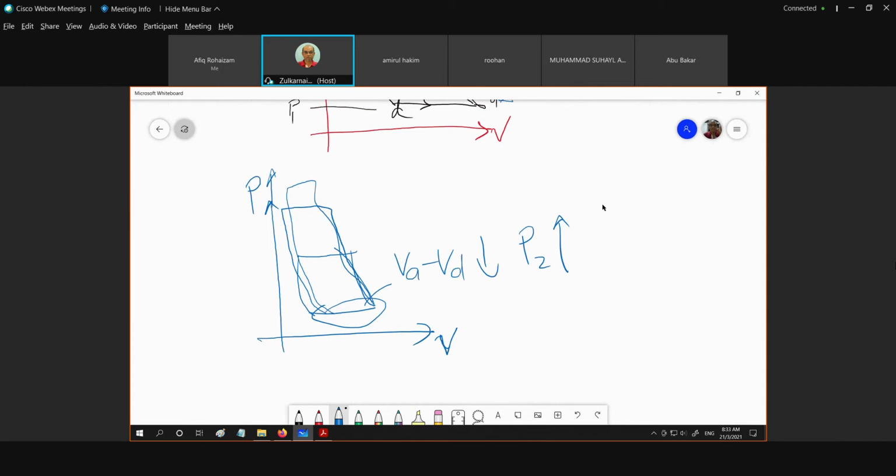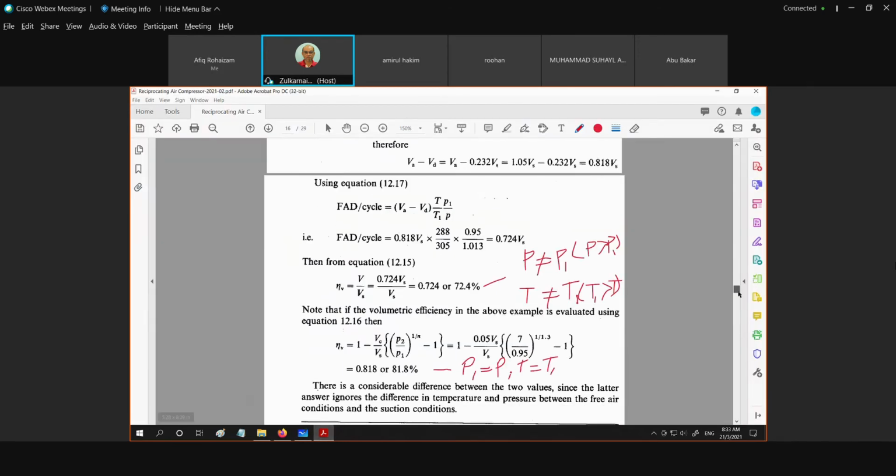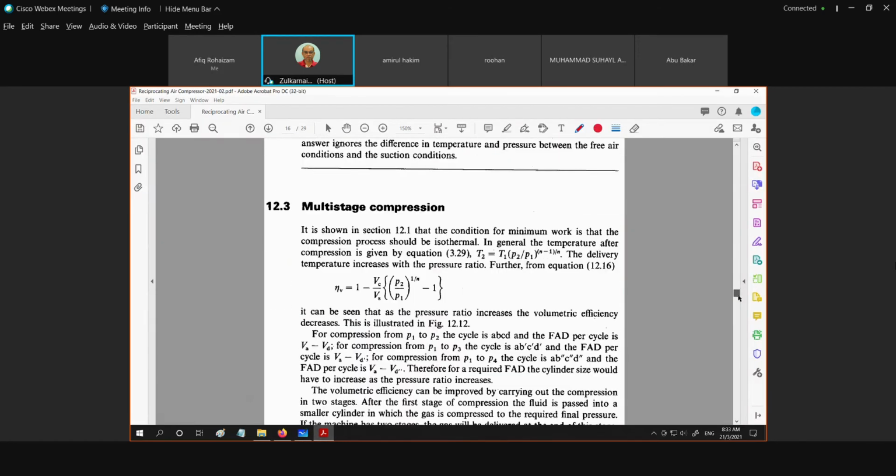So to avoid this, kita akan gunakan apa yang dikatakan sebagai multi-stage compression. This is our third case. This is called as the multi-stage compression. So bear in mind, this volumetric efficiency is basically based on the keadaan P sama dengan P1, T sama dengan T1. So this is our formula.